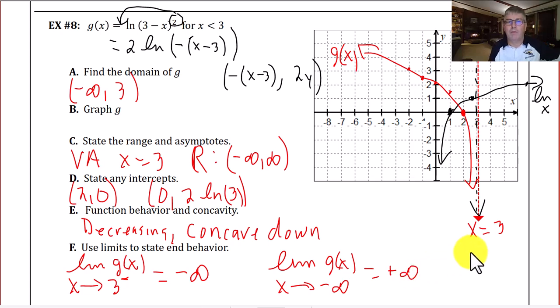And there are a couple examples of transformations using the natural log, and you will get some more practice with that when I see you in class.